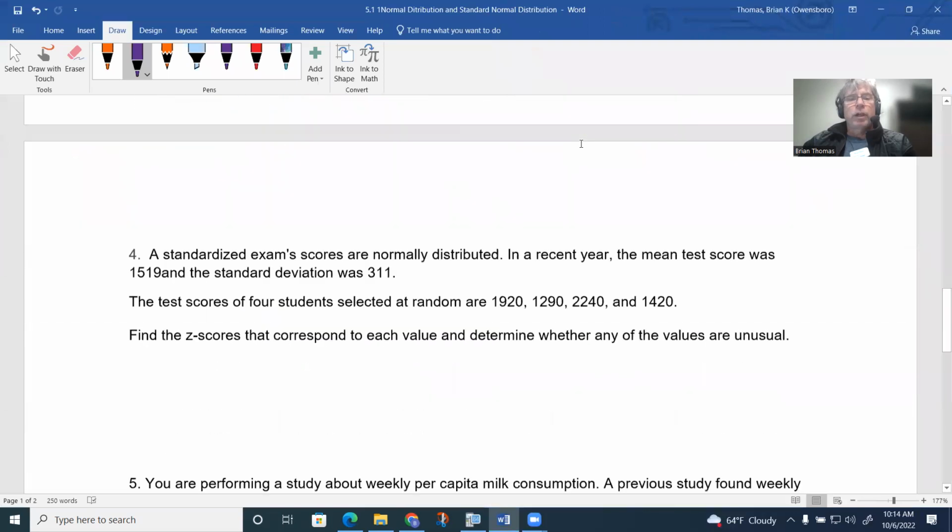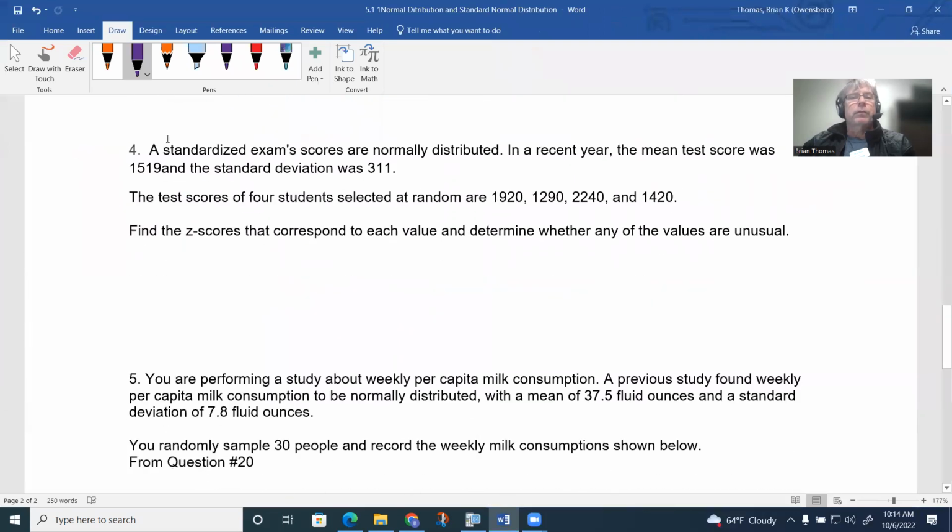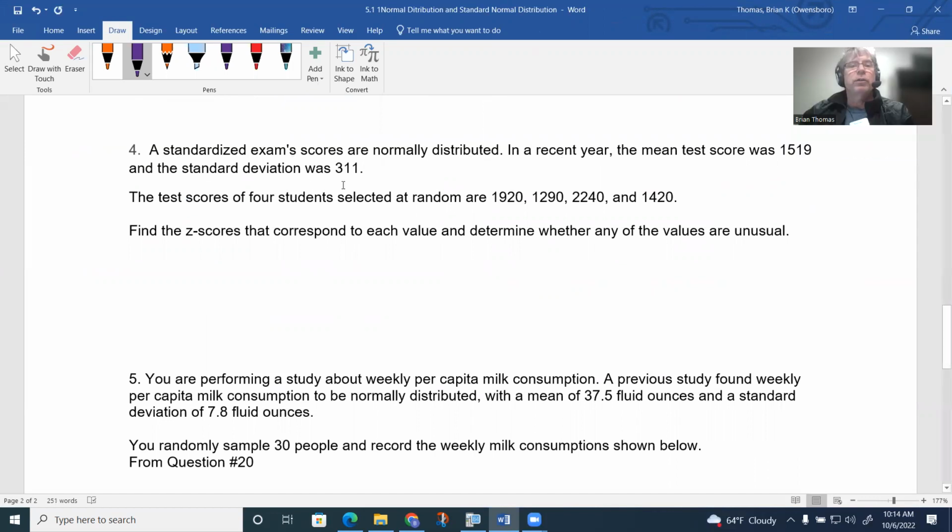Another example we have is: standardized exam scores are normally distributed. In a recent year, the mean test score was 1519, and the standard deviation was 311. The test scores of four students selected at random are given: 1920, 1290, 2240, and 1420. Find the z-scores that correspond to each value and determine whether any of these values are unusual.